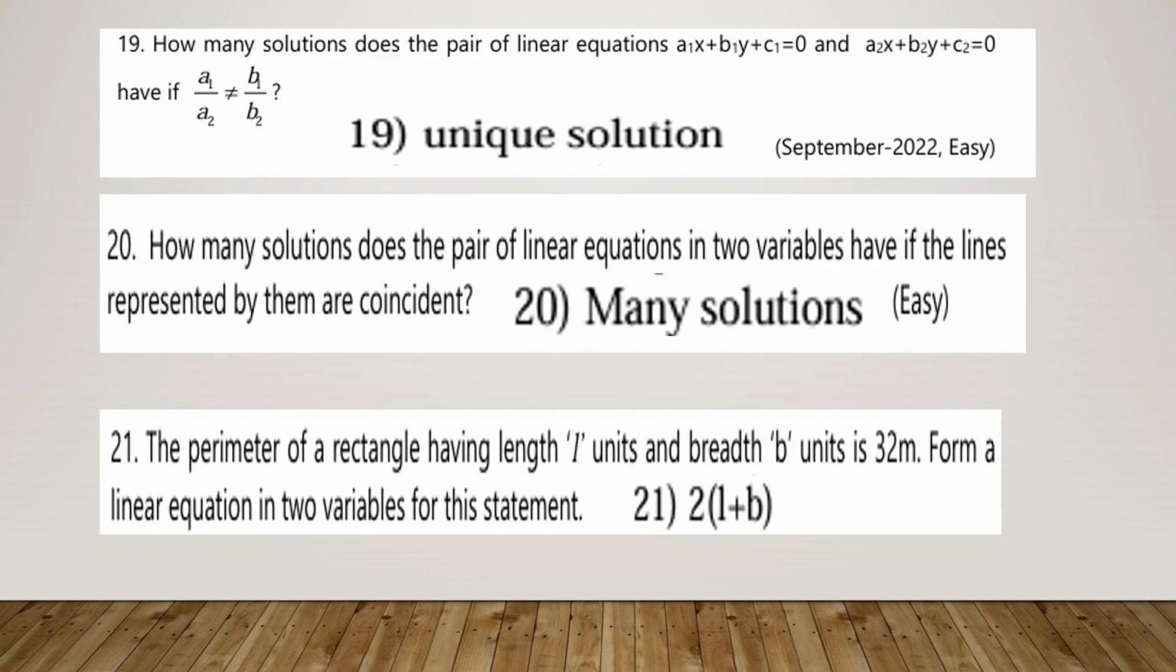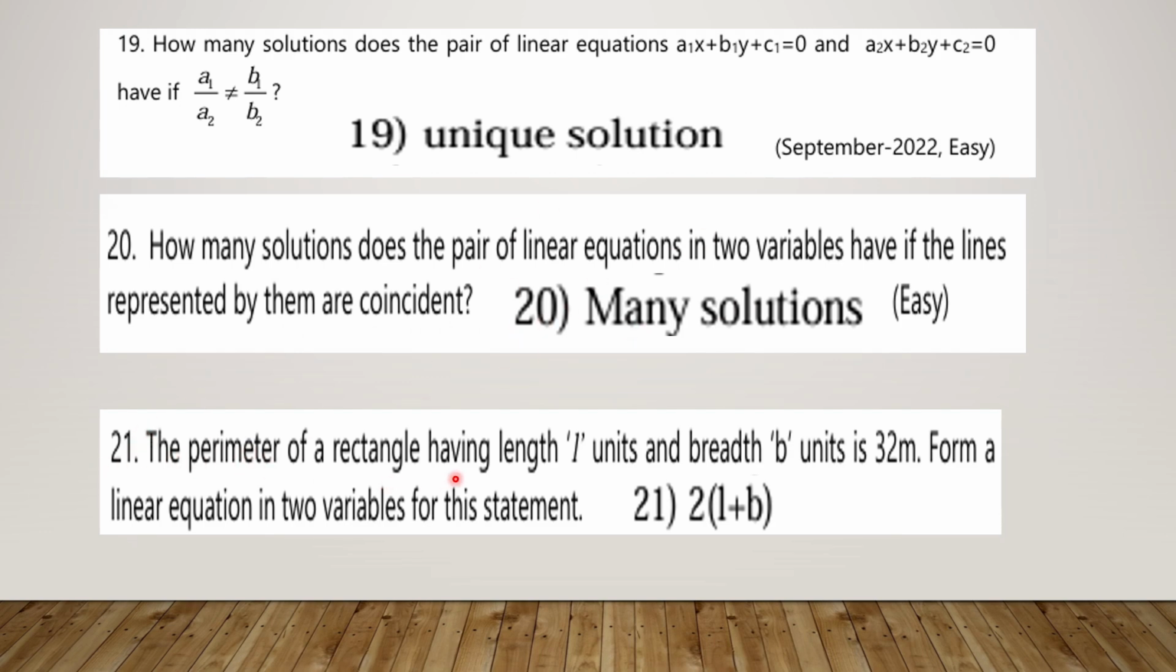Next question, question number 19. How many solutions does the pair of linear equations a1x + b1y + c1 = 0 and a2x + b2y + c2 = 0 have if a1/a2 is not equal to b1/b2? This condition I already told you, it is a unique solution. Question number 20. How many solutions does the pair of linear equations in two variables have if the lines represented by them are coincident? That is many solutions.